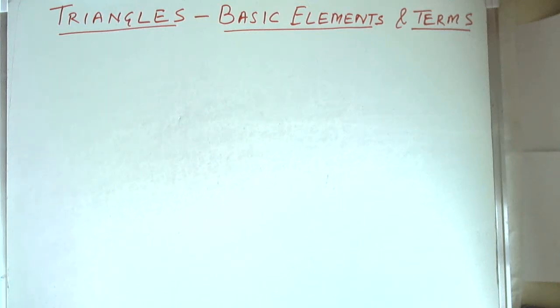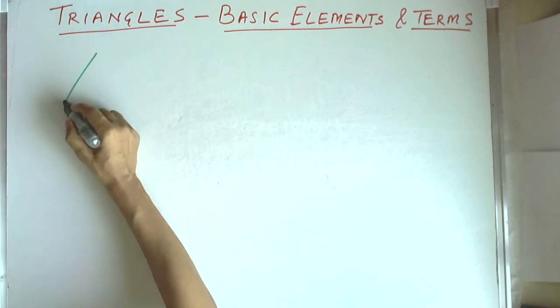In this video, we will learn basic elements and terms of a triangle. Now, as we know, a triangle is a geometrical shape bound by three line segments.